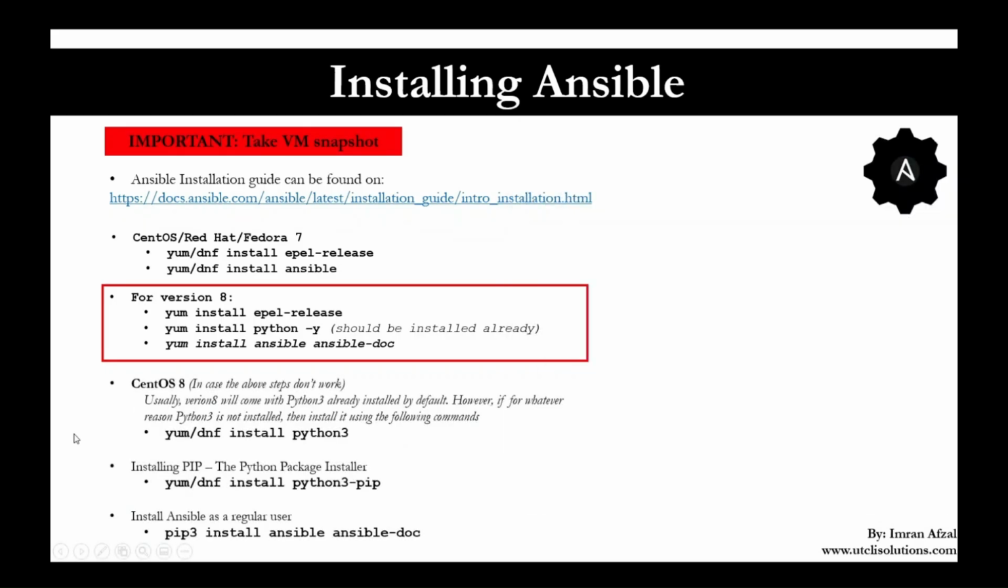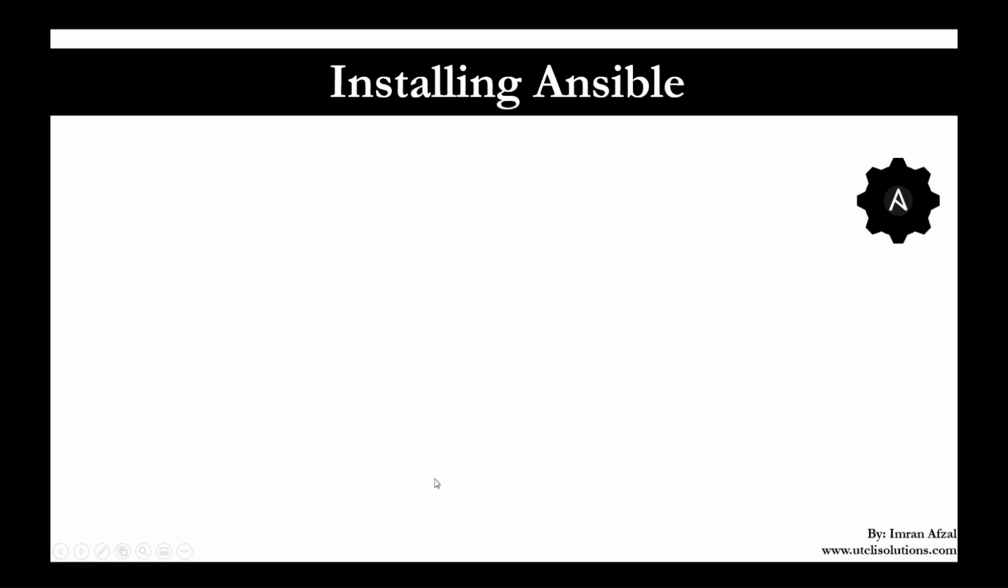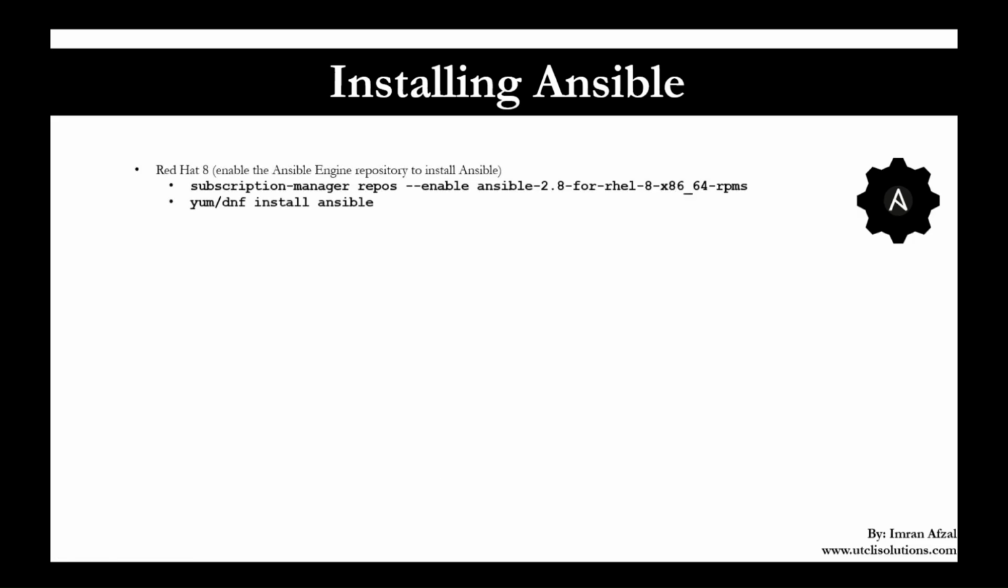The next thing is if you are using CentOS 8 and the above steps don't work, then follow these steps. So usually version 8 will come with Python 3. If it's not, then you follow these steps: yum install python3, and then use the Python package installer to install Ansible, which is pip3 install ansible-doc. All right, moving on. If you're using Red Hat 8 and the above steps that we followed did not work, then you have to enable the Ansible engine repository to install Ansible. And for that, you will run the command subscription-manager repos --enable the Ansible repositories and then install Ansible.